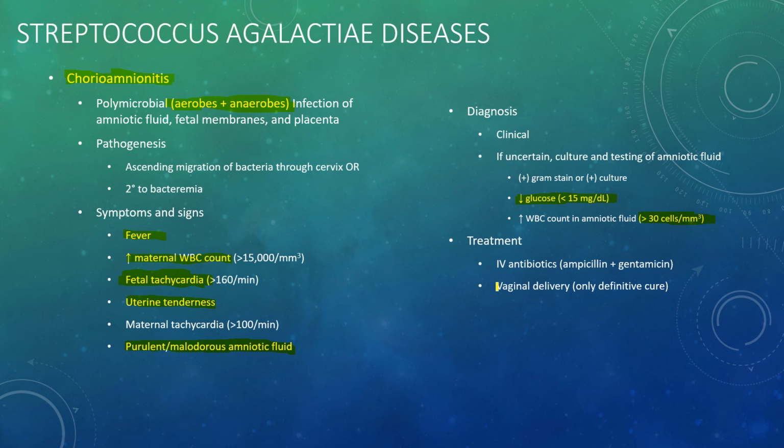And also vaginal delivery. This is the only definitive cure. You want to deliver the baby because this infection can keep getting worse, and you want to deliver the baby before the baby gets super infected and gets sepsis or bacteremia or even meningitis. So treat immediately and give vaginal delivery to prevent the disease from getting worse.